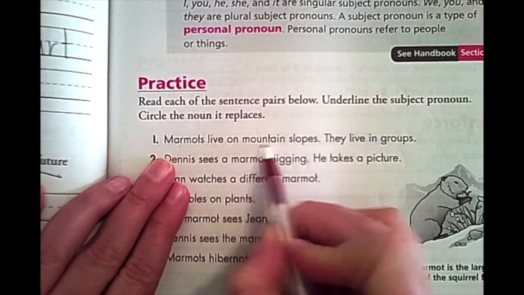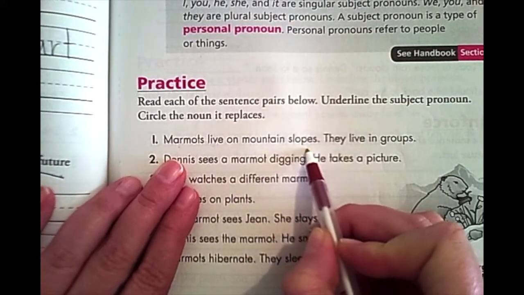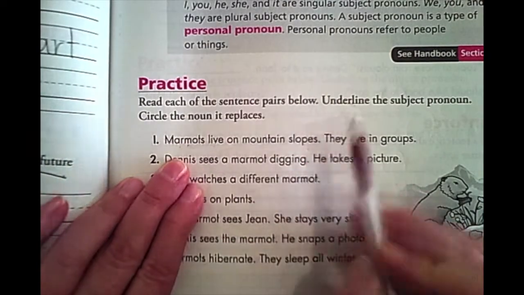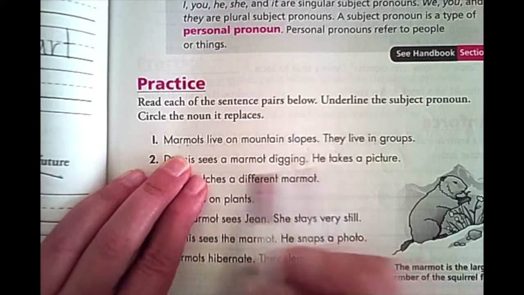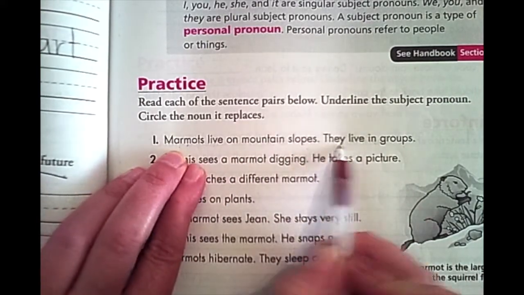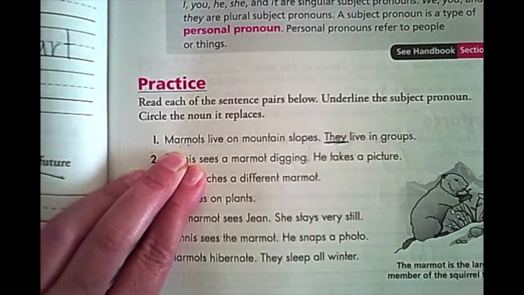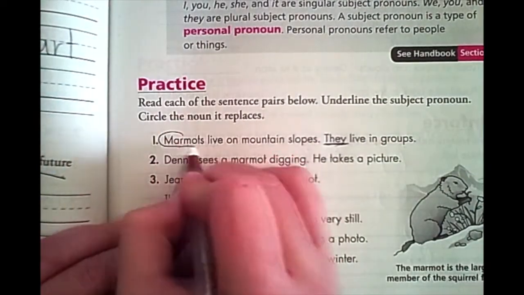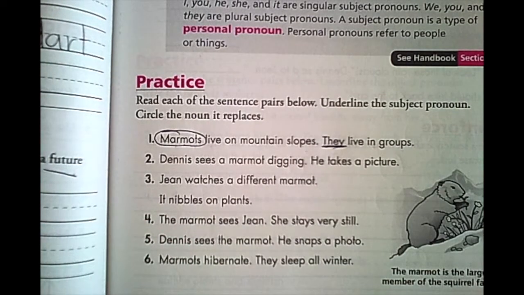Marmots live on mountain slopes. So who is this sentence about? Marmots. They live in groups. Who is they? So we replace the word marmots with they. So we're going to underline they, the subject pronoun, and it is talking about marmots. Okay, do you guys see how we did that?